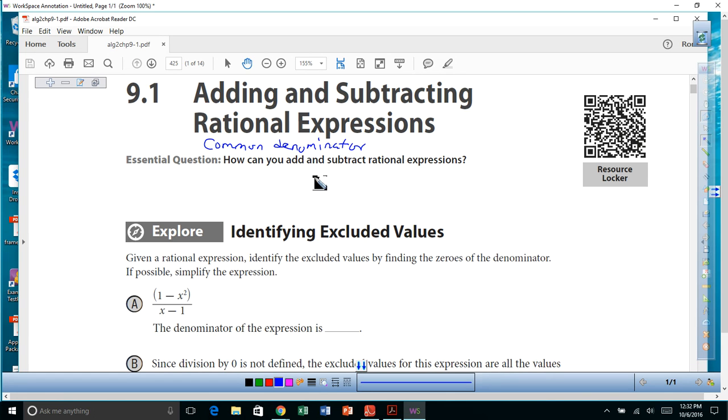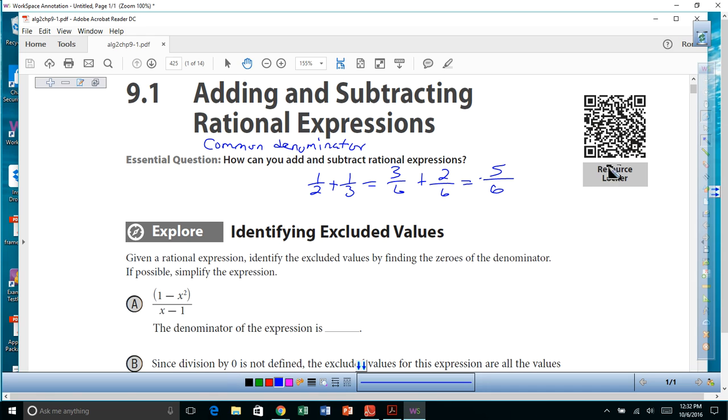Example, 1/2 plus 1/3. Common denominator would be 6. 2 goes into 6 3 times, so that would be 3 times 1 gives you 3. 3 goes into 6 2 times, so 2 times 1 would give you 2, and then 3 plus 2 is 5.